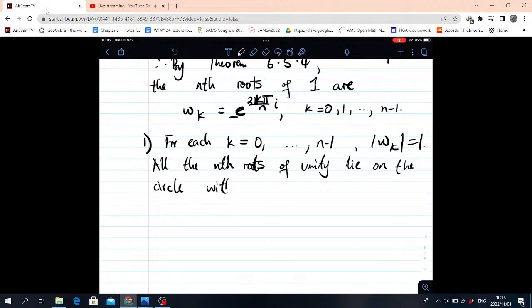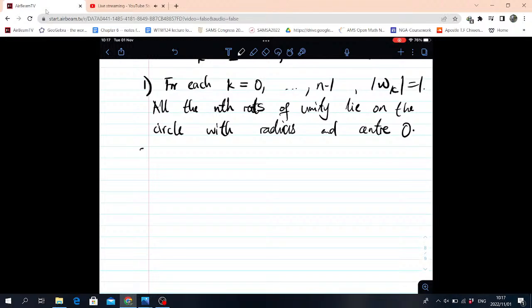With radius 1 and center 0, because the only complex numbers that have modulus 1 lie on the circle, right? So in this special case where we are finding roots of 1, we see that that is the case. That's one thing to note.